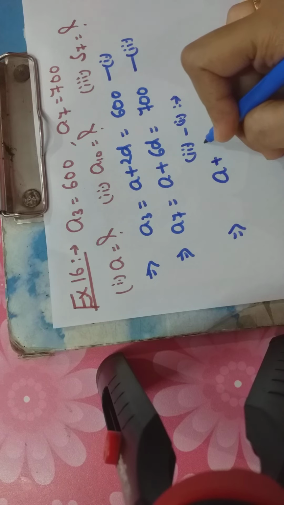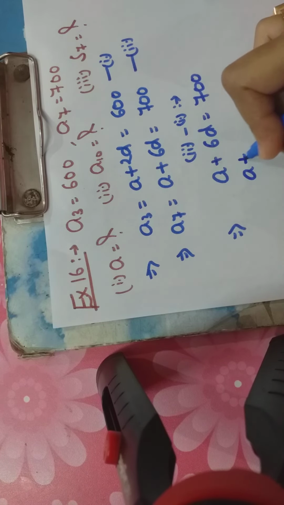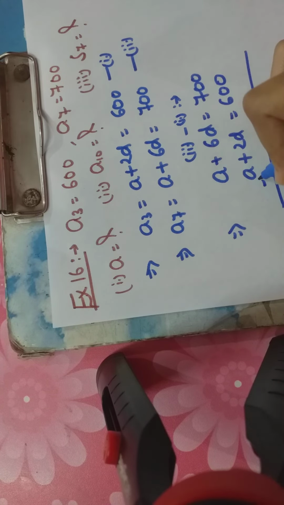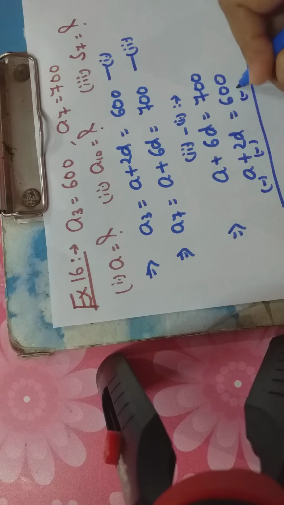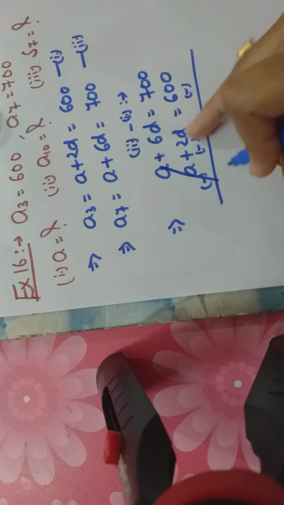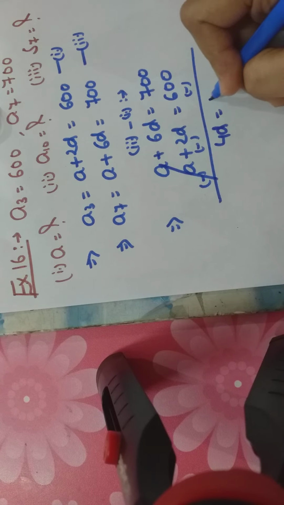So equation 2 is A plus 6D equals 700, and my equation 1 is A plus 2D equals 600. I am simply subtracting it. When I subtract, plus A and minus A get cancelled out. 6D minus 2D is 4D, and 700 minus 600 is 100.